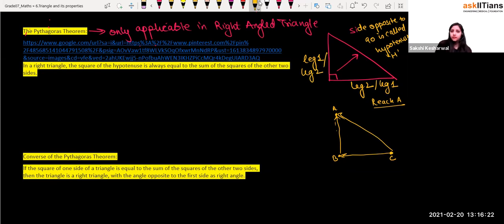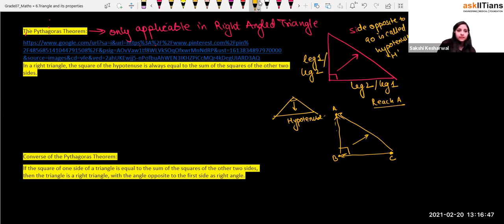So what does the Pythagorean theorem state? Now, if this is a 90 degree angle, then this is going to be your hypotenuse, right? If I made this 90 degrees, which one is the hypotenuse? This side is your hypotenuse. So it says that in a right angle triangle, the square of the hypotenuse is always equal to the sum of the squares of the other two sides.